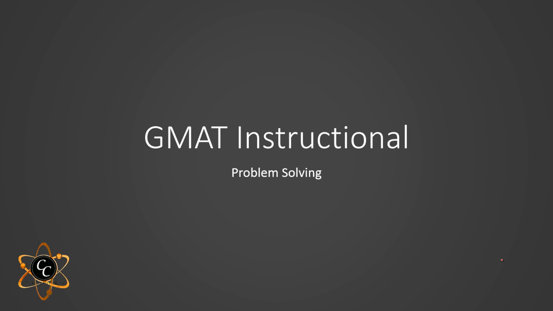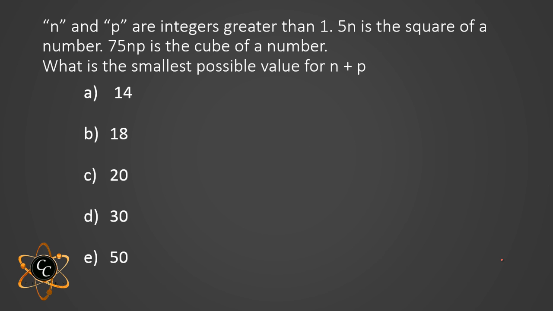We're going to go over a simple problem-solving sample so that you can get a feel for how we instruct here at CC. If n and p are integers greater than 1, 5n is the square of a number, and 75np is the cube of a number, what is the smallest possible value for n plus p?